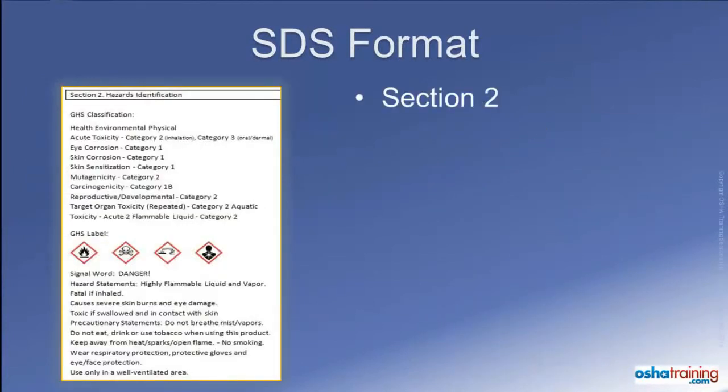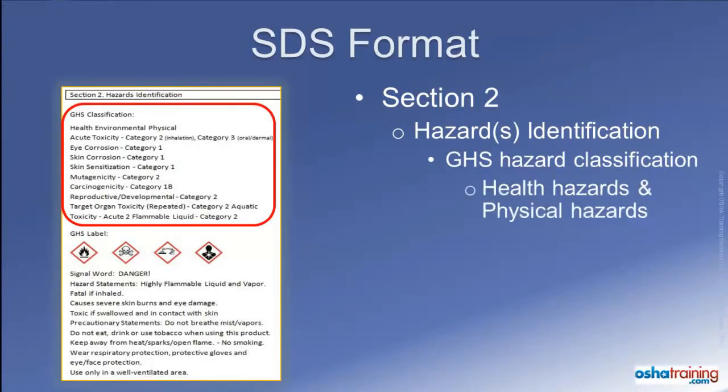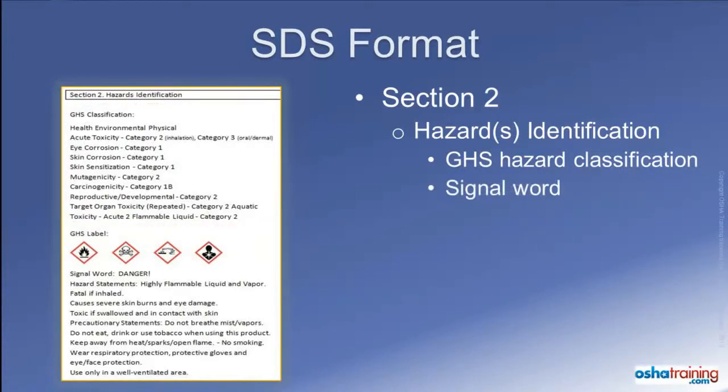The second section of a safety data sheet is titled Hazard Identification. Here you will find the GHS hazard classifications for the product, including those for each health hazard and physical hazard, and their individual ratings in applicable hazard categories. You will also find the appropriate signal word associated with the product. There are only 2 signal words that are used in the GHS system, either the word danger, which indicates a relatively severe or immediate hazard, or warning, which indicates a less severe but still potentially harmful level of hazard.